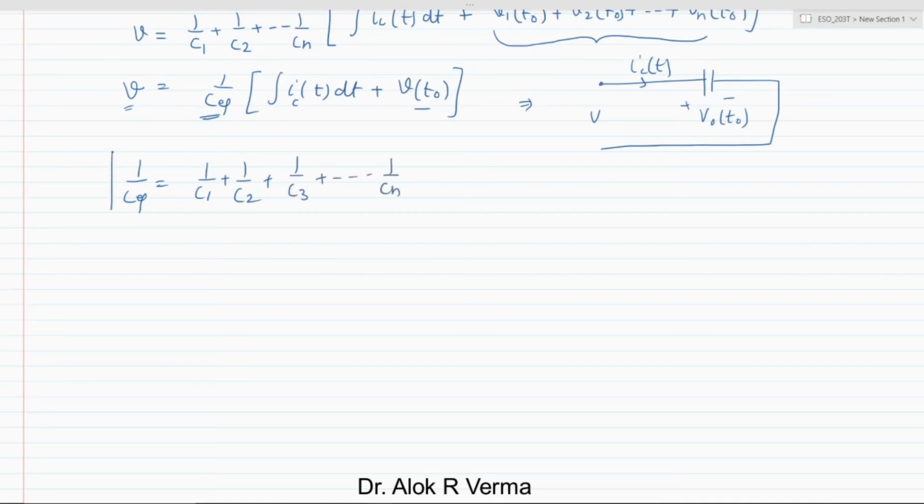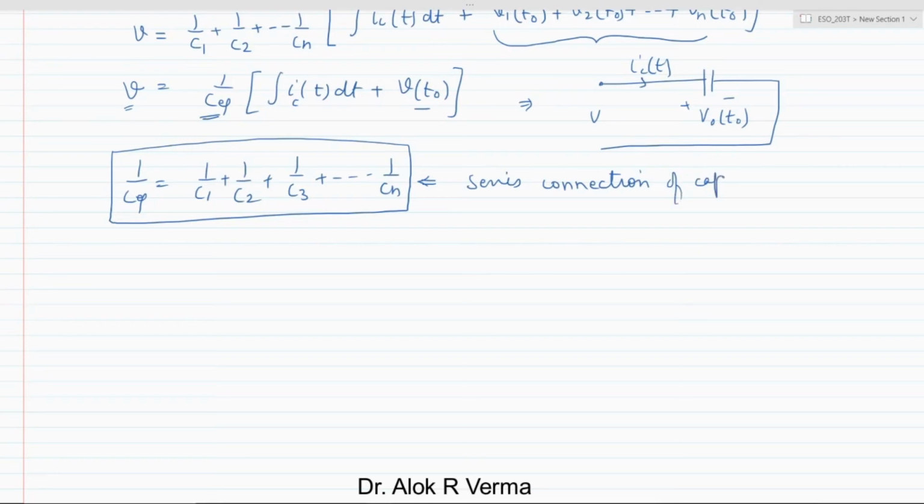So you can remember what was the condition for the resistor. It was reversed, right? In the parallel combination of resistors, a formula of this kind was observed, where we have 1 by R equivalent is equal to 1 by R1 plus 1 by R2. That was in parallel. But this is in series connection of capacitors.